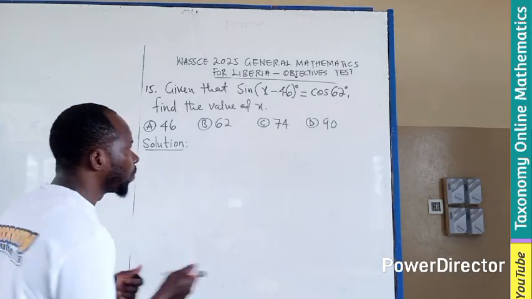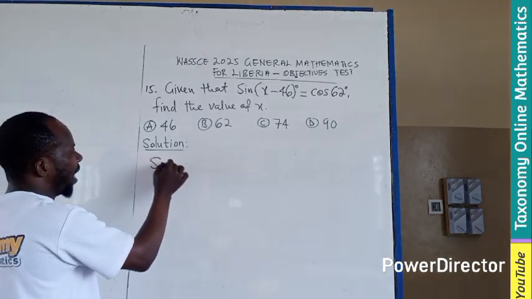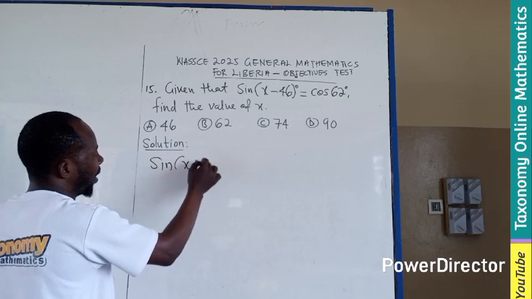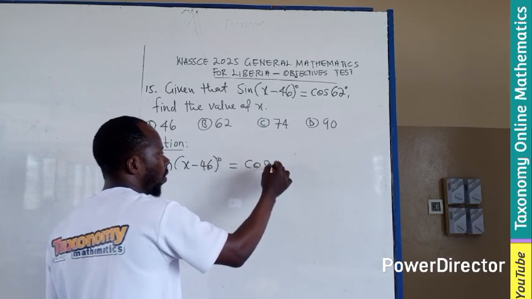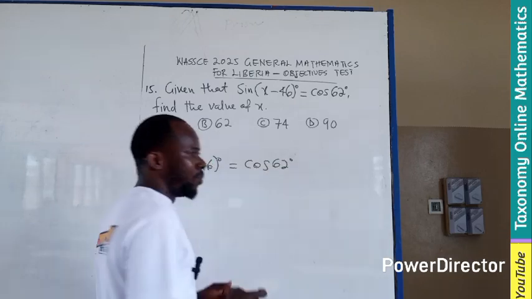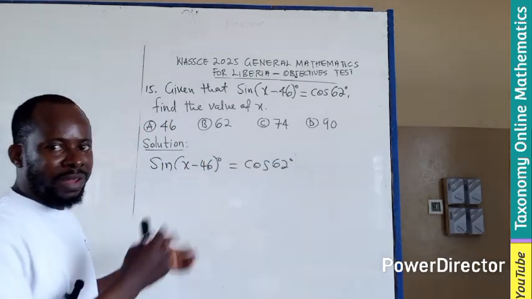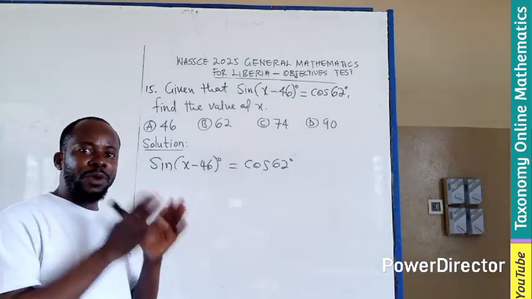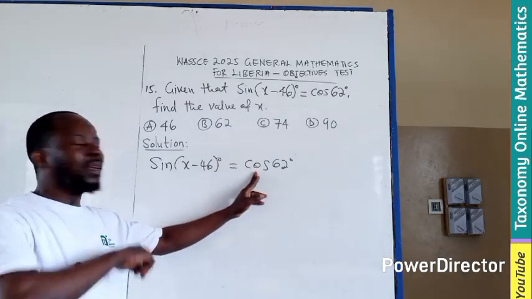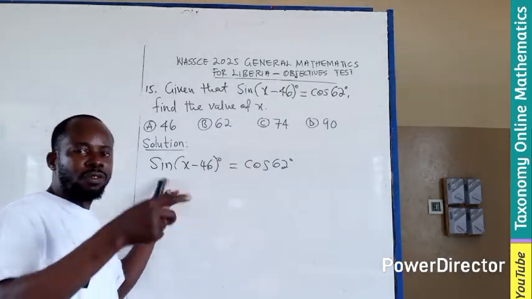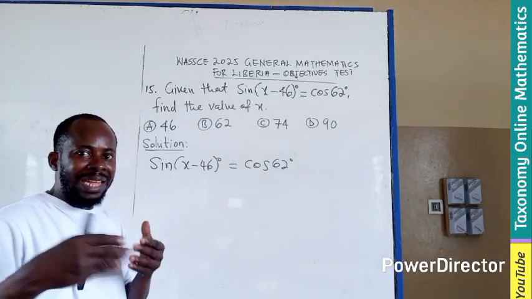If I have sine of (x minus 46 degrees) equal to cos of 62 degrees, before I can solve this, I need the same trigonometric ratio on both sides of the equal sign. So I can change this to become sine, or change this to become cos, using the complementary identity.